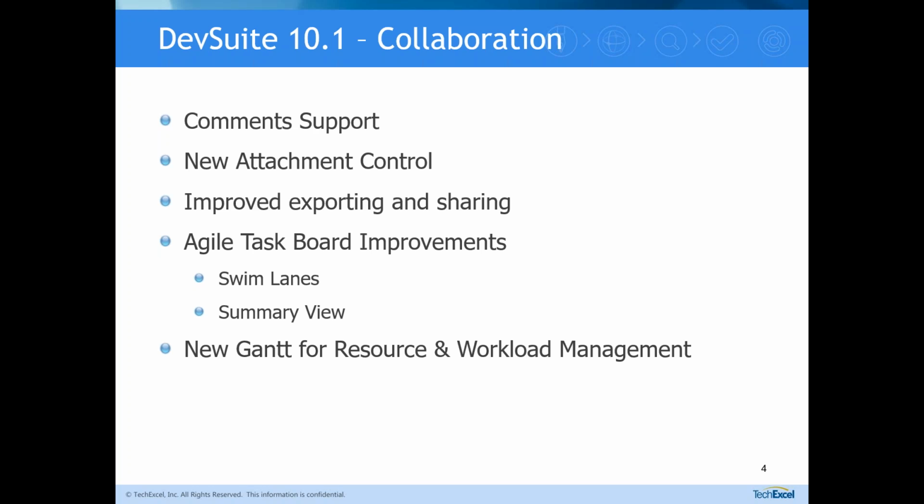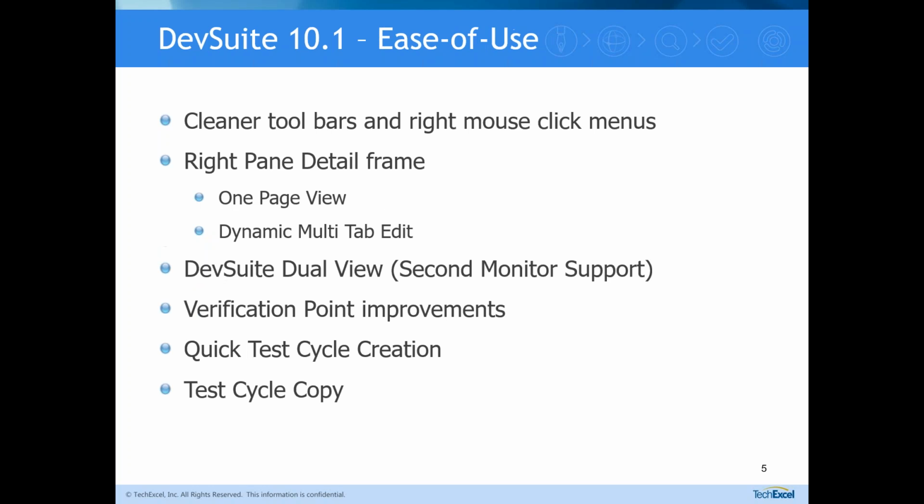For the Agile users, we've made the storyboard much more functional by allowing you to change the grouping and swim lanes that you have, and added an easy-to-use summary view. And then finally, we've added some Gantt charts and workload management right into DevTrack as just a feature that's built into the tool itself. So we'll walk through all of those in just a minute.